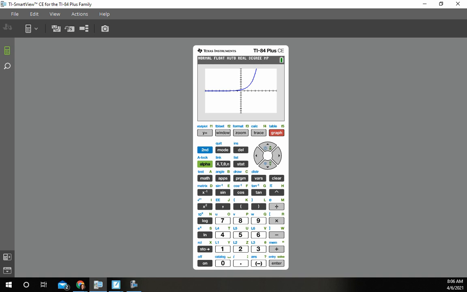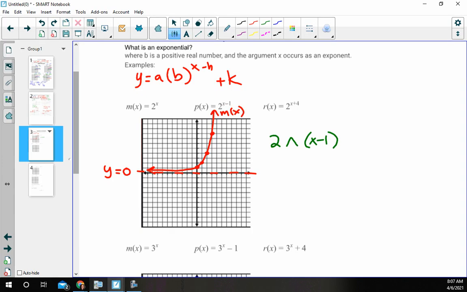Anyone got any idea where the shift is? Left, right, up, down? Shifted to the right. Okay, because the x value, the thing with the x, goes opposite. So this is going to be my right. That means this will go left. So I'm literally taking that U shape, I'm shifting it right 1. So all those dots will technically move right 1.